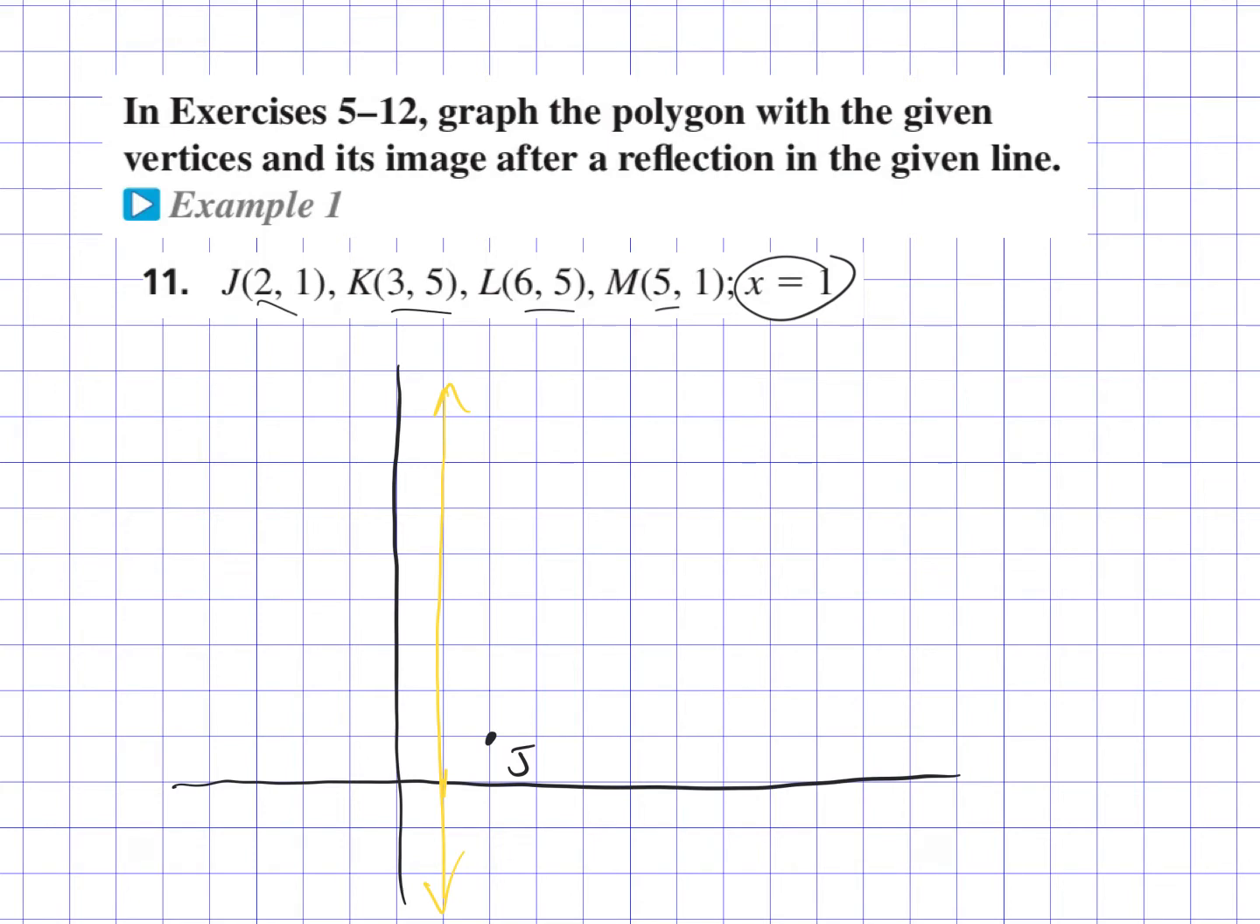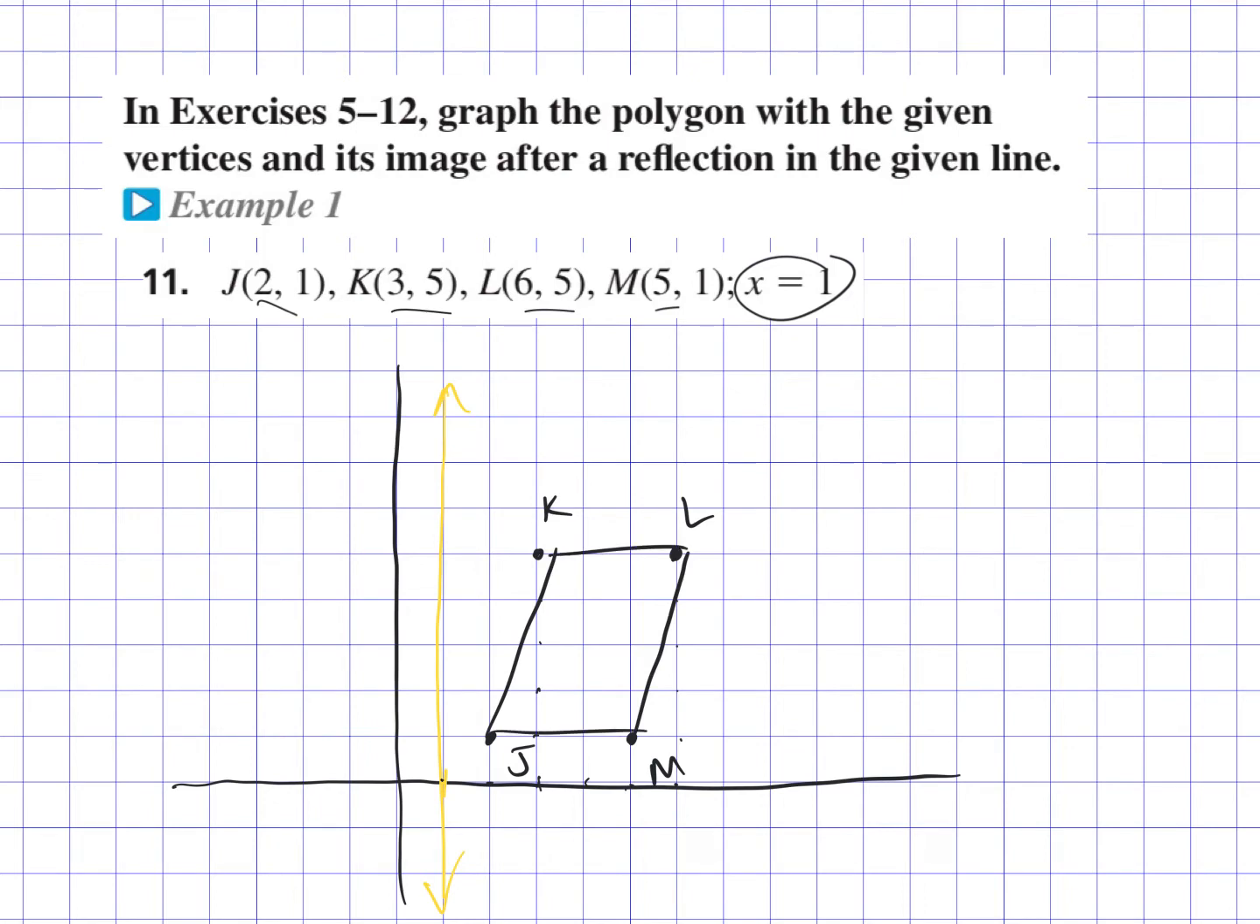Now remember the yellow line is at 1. So 1, 2, 3. 1, 2, 3, 4, 5. There's K. L is at 6, 5. 3, 4, 5, 6. 1, 2, 3, 4, 5. And M is at 5, 1. 2, 3, 4, 5, 5, 1. So it's a little parallelogram.